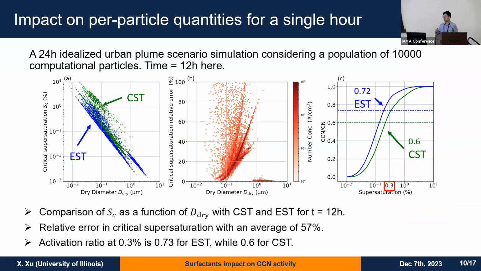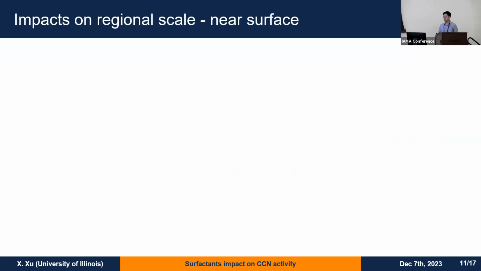We also consider the activation ratio for this whole population. For example, if we pick 0.3% as an example, which is a common environmental saturation ratio, you can see that if we use the effective surface tension, the activation ratio is 0.72, while it's only 0.6 for the previous Köhler theory.